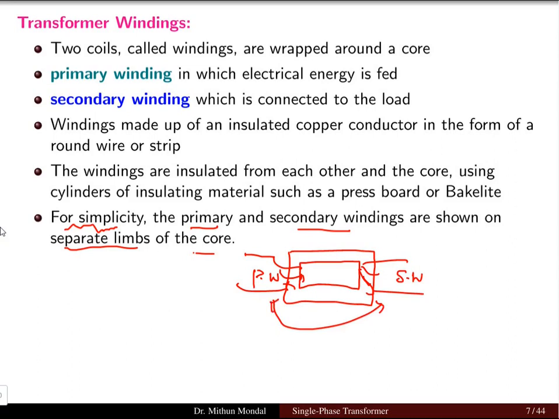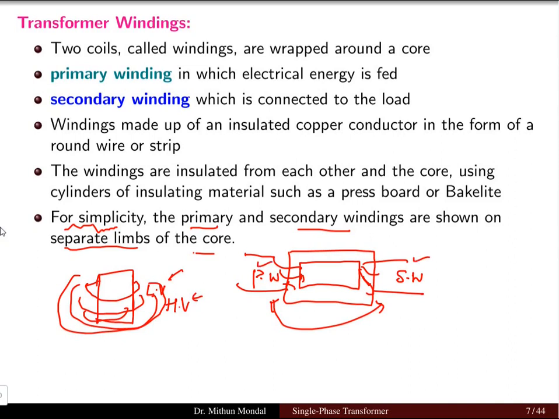In a practical transformer, usually the core is present first, and then there is a winding above it, which is the low voltage winding, and above that we have the high voltage winding. So both the low voltage and high voltage windings, which form the primary winding and the secondary winding of the transformer, are present one above the other in a circular fashion with proper insulation between them, and they are not on two separate legs of the transformer. This is only used for simplicity of understanding the concept of the transformer.